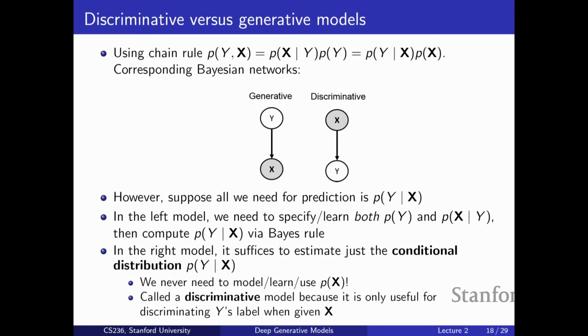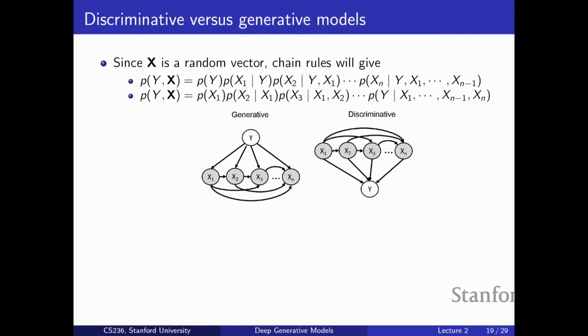And so a discriminative model is basically only useful for discriminating y given x, while a generative model is also able to reason about its inputs. It's able to reason about the full relationship between x and y. And so now, there is still no free lunch, in the sense that you can do these two factorizations. You can factorize as P of y and then P of x given y, or you can do P of x and then P of y given x.